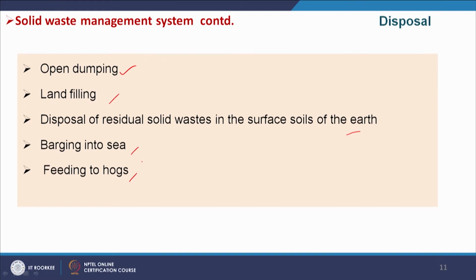We will discuss landfilling and others also. Open dumping, as we have seen, is practiced in most of the towns and cities in our country, and landfilling is also implemented in metro cities and some other cities in the country. Barging into sea was a good option once, but nowadays it is not encouraged.